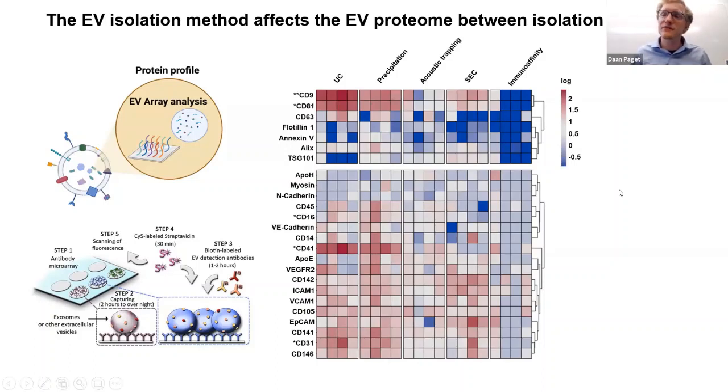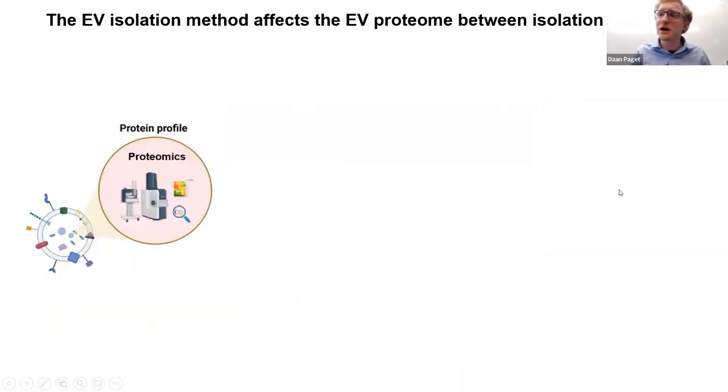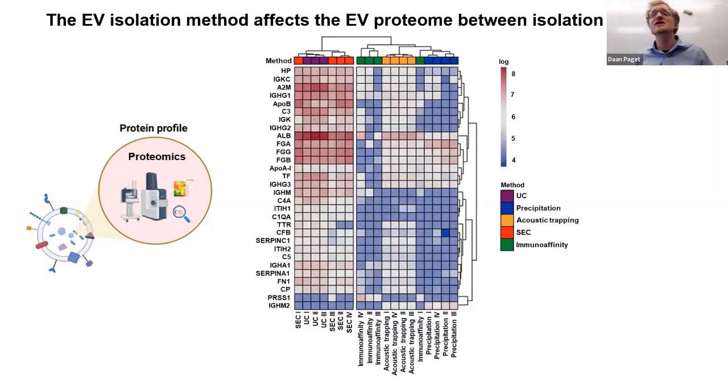And so to further confirm this, we then did unbiased proteomics to look at the total protein profile of these extracellular vesicles and to see how the isolation method affects this protein profile. What you can see here is a heat map of the top 30 proteins common amongst all methods. You can see the top 30 proteins, and at the bottom you can see the different isolation methods.